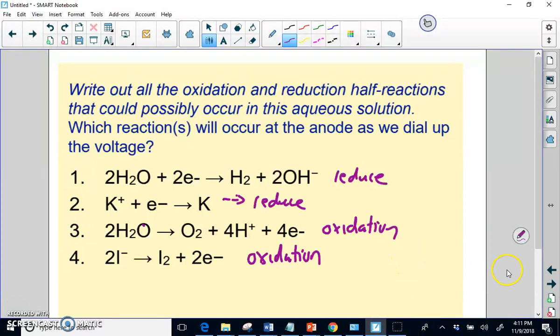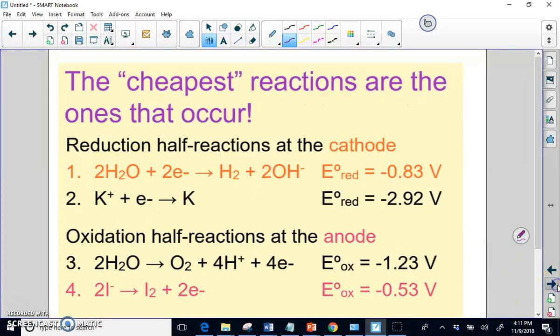You should go and make sure you can find these on the table, but I looked those up, and here they are. Again, when I looked these up on the table, just remember that I had to flip the signs on these because these are oxidations, and you only get reduction potentials from that table.